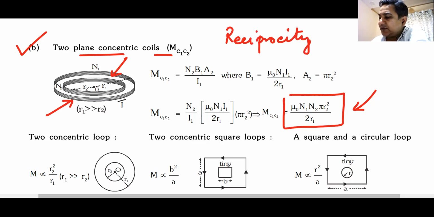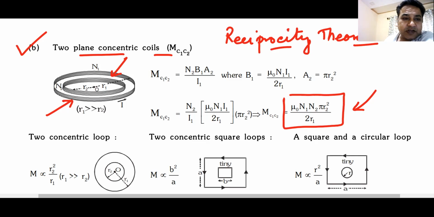What is this reciprocity theorem? If I flow a current I in the first coil and find out the flux in the second coil, if the flux is phi, then if I flow the same current I in the secondary coil, the flux through the primary coil will also be phi. Do we understand this? Can I have some reason that we understand this?